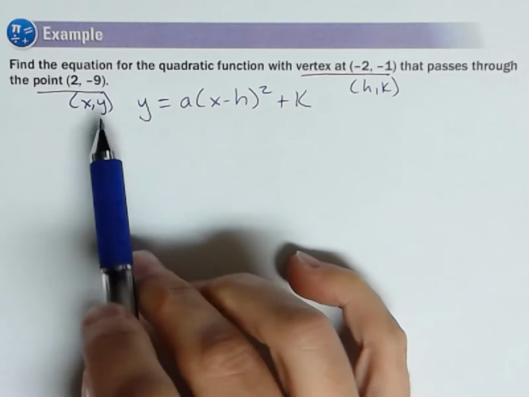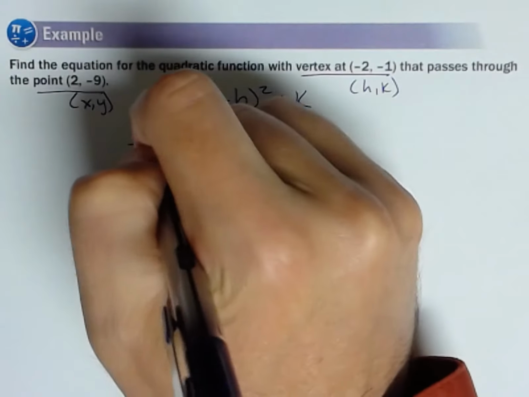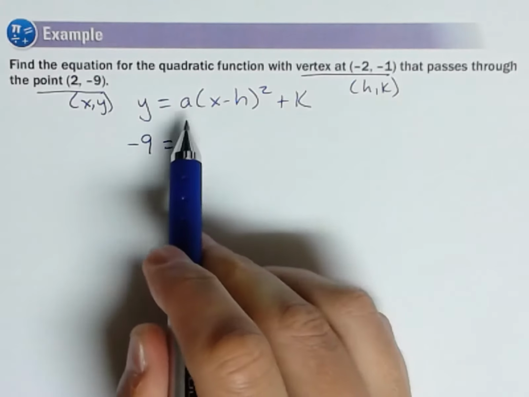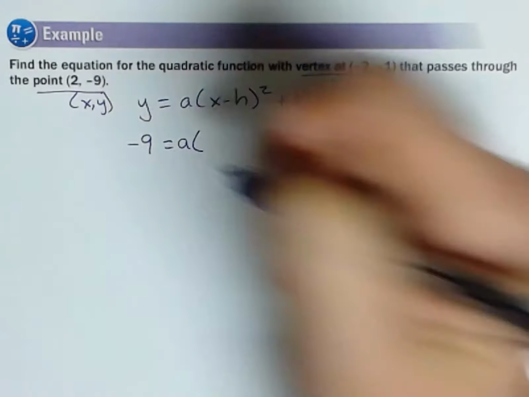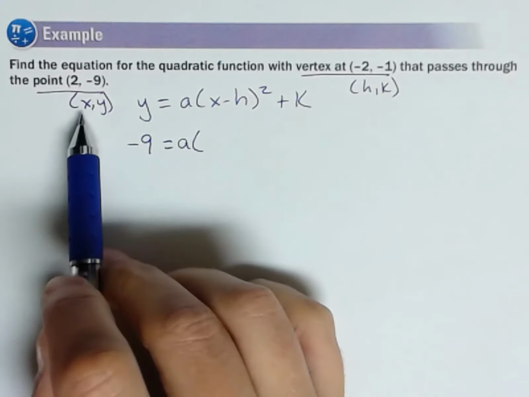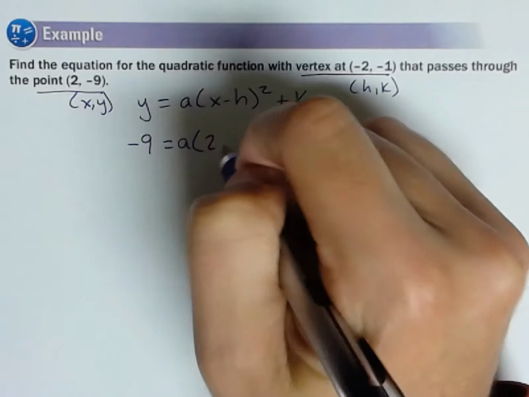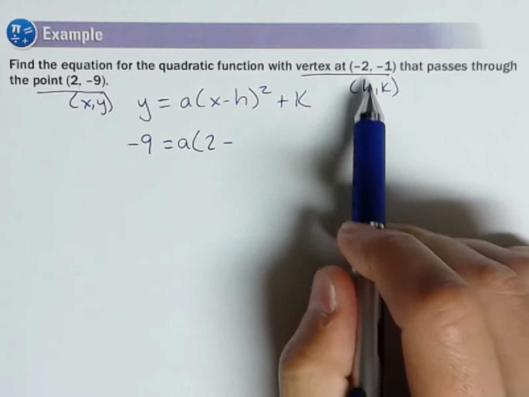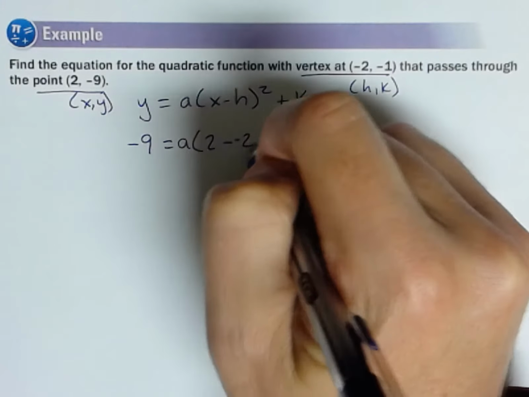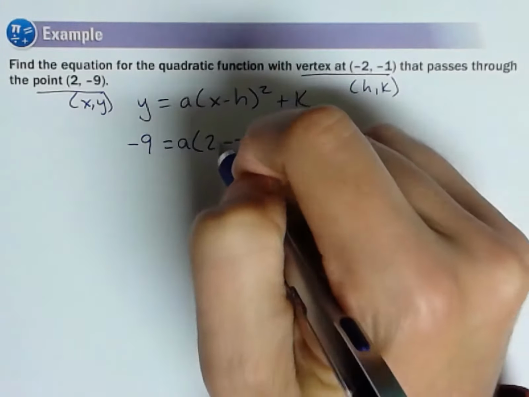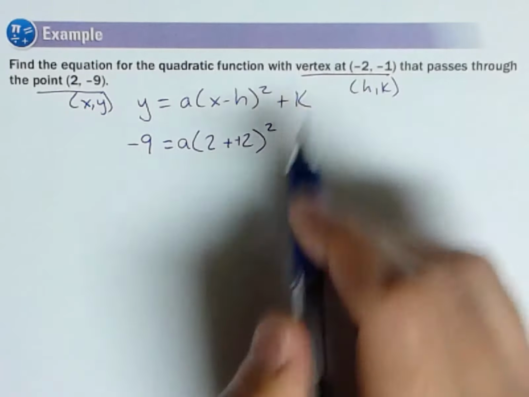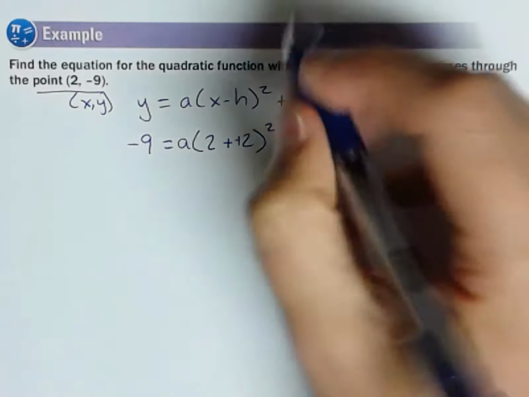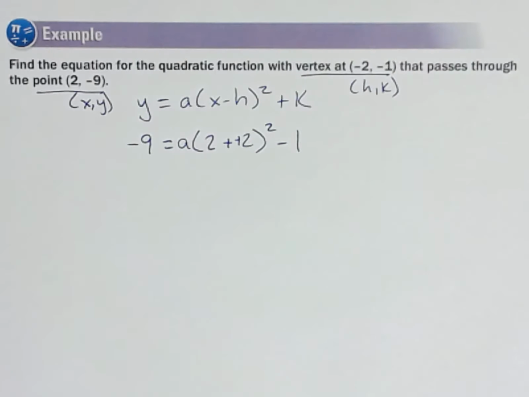So my y value is -9. So -9 equals a. Oh, I don't know what a is, so let's just leave that as a variable. My x is 2 minus my h. Well, h is -2. So 2 minus -2, I'll go ahead and change that to a plus, and that's squared plus k, but k is -1, so minus 1.